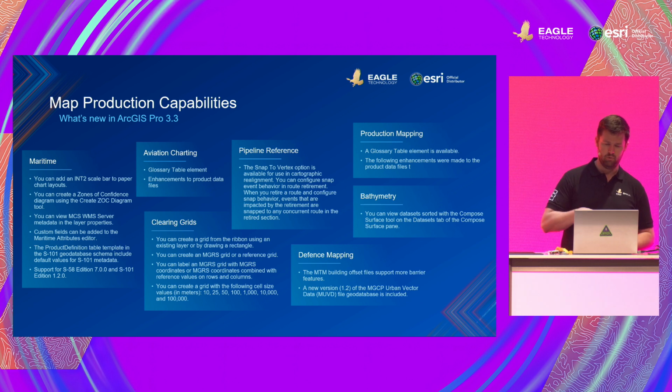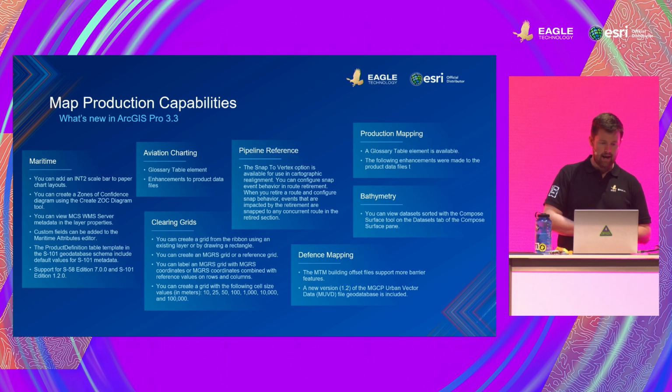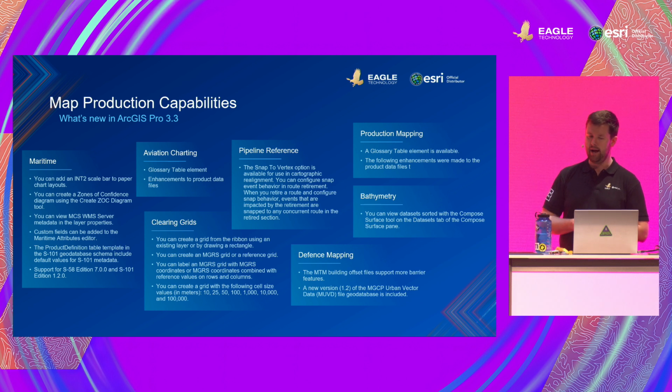But I just wanted to call out some, particularly with the clearing grids. It's getting easier and easier to use existing layers, or to draw a specific rectangle to define where you want that clearing grid. For maritime, I know there are specific standards that are really important to the production of maritime charts. If you see down the bottom there, there's support for S-58 and also S-101 charting capabilities. We've also got bathymetry, so being able to view datasets that are sorted with the composed surface tool. We've been working with one or two customers who have been really interested in that, particularly as bathymetry data has become a little bit easier to get a hold of and work with.